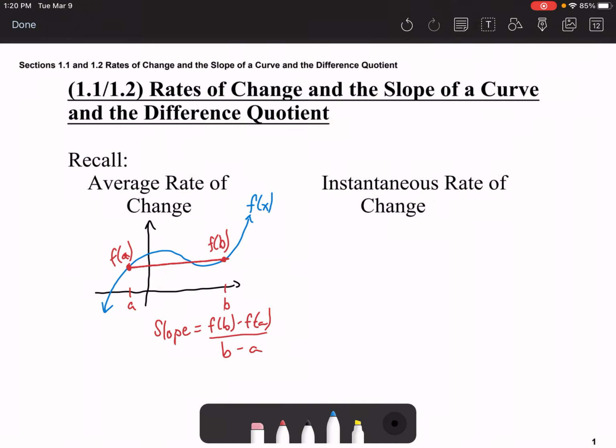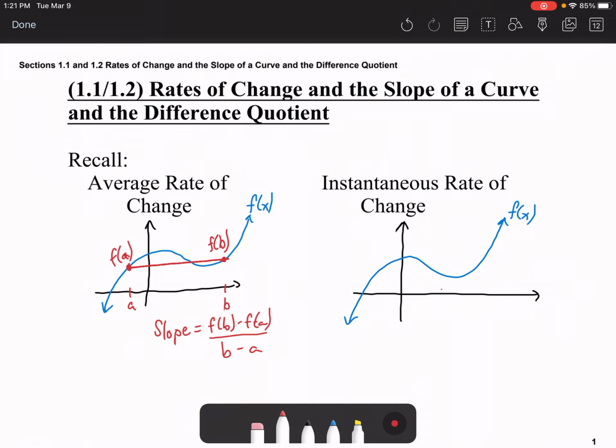Well, our instantaneous rate of change, how is that different? Well, instead of drawing a secant line for a function, instantaneous rate of change occurs on a function at a specific point. So let's just call that point A. And what we do is we draw a tangent line, which kind of bounces off the function at that spot as best as we can, and we measure its slope.